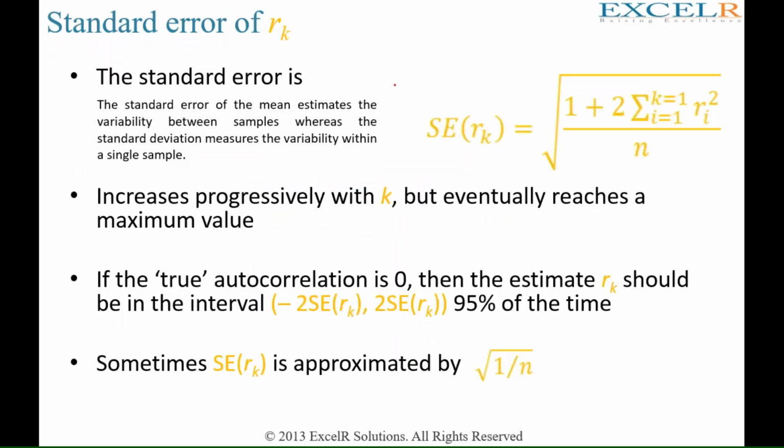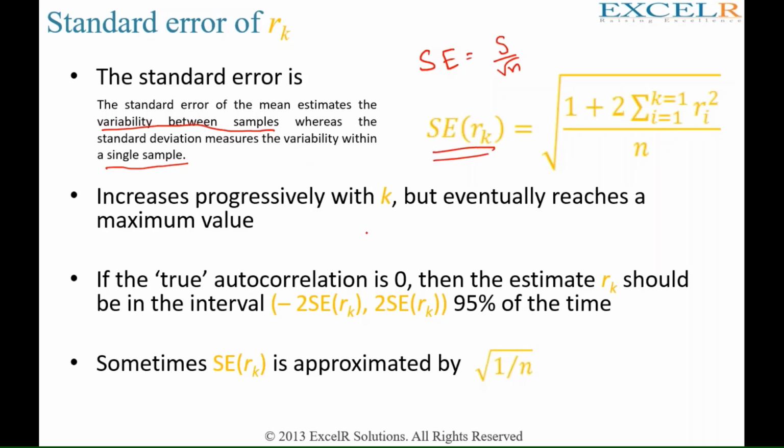And then there is something called a standard error. When it came to our statistical techniques that we have discussed, standard error was explained using S over square root n or sigma over square root n, right? And standard error estimates what? Variability between the different samples. Mean estimates the variability between samples. Whereas standard deviation measures the variability within a single sample. Okay? And thereby you got standard error.